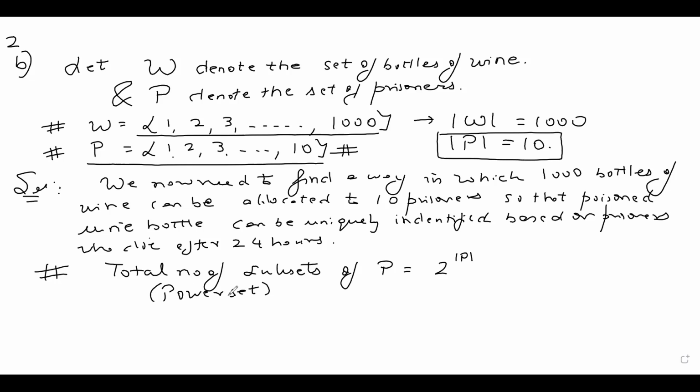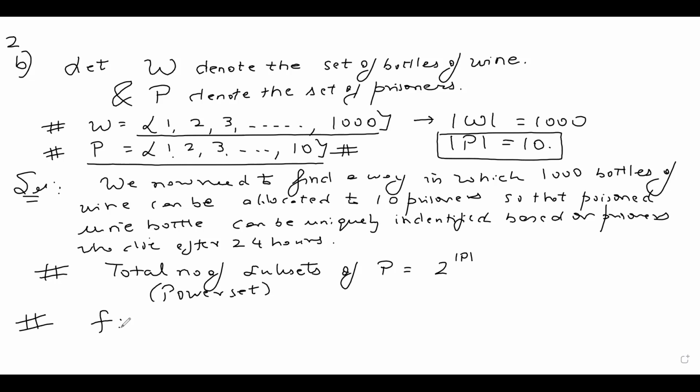Remember, we have done this in set theory. What is a power set? A power set is the set of all subsets of the given set. So 2 to the power the cardinality of the set P. How many subsets can we have? 2 to the power 10. We can have 1024 subsets of P. Okay, so we can now devise a function.